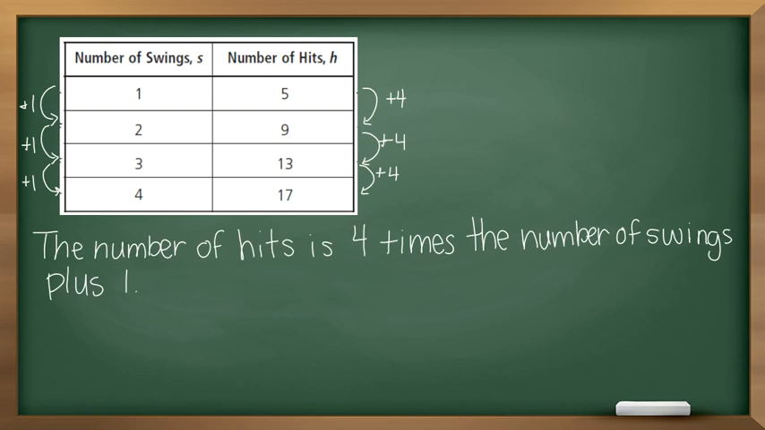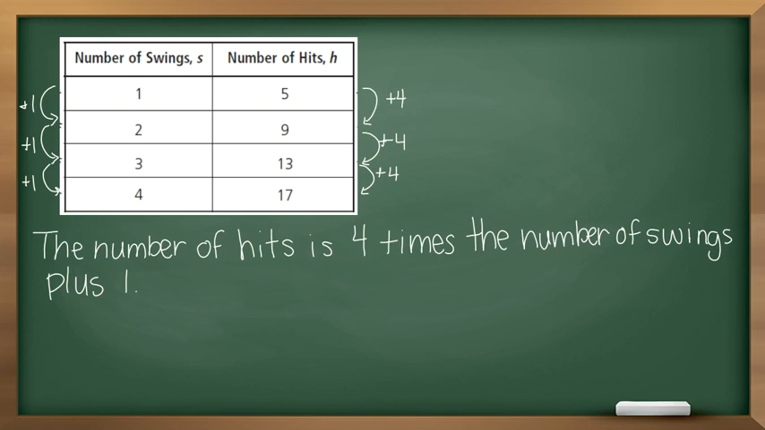Then we want to write that in equation form. So they've given us our variables. We're saying we're going to represent swings with S and hits with H. So the number of hits is a hint for us to think, oh, that's equals. And if something is 4 times the number of swings plus 1, then the number of hits equals 4 times the number of swings plus 1. So we have to write that.